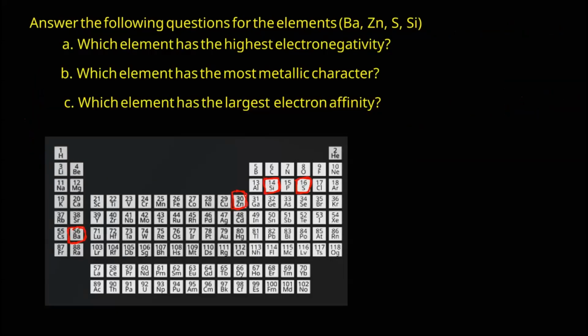So if I have barium, zinc, sulfur, and silicon, which element has the highest electronegativity? So electronegativity increases to the right, increases going up. So that would have to be sulfur. Which element has the most metallic character? Metallic character increases to the left and downward. So that would have to be barium. Which element has the largest electron affinity? Electron affinity increases to the right and up. So that would have to be sulfur.